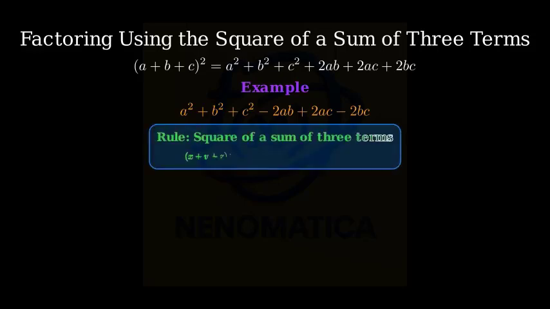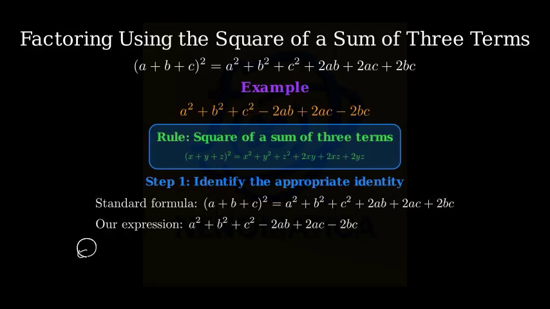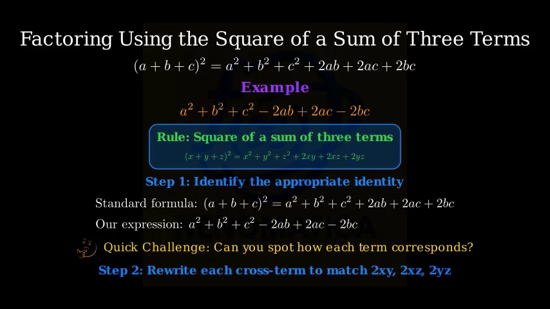To factor this expression, we need to recognize how it fits into our formula. Looking at our expression and comparing it with the square of a sum of three terms identity, we notice that there are some differences in signs. In the standard formula, all cross terms have positive signs, but in our expression, we have minus 2ab and minus 2bc. To make our expression match the pattern, we need to identify the correct values for x, y, and z.